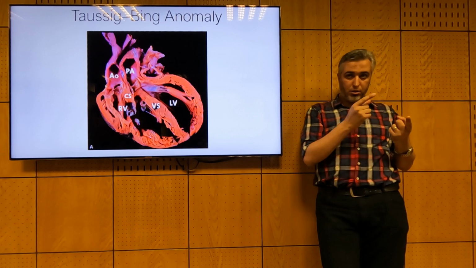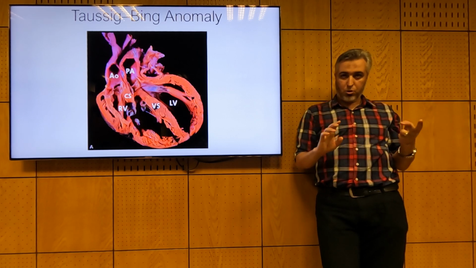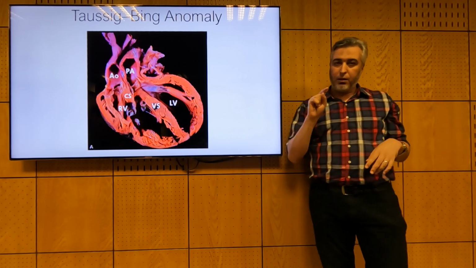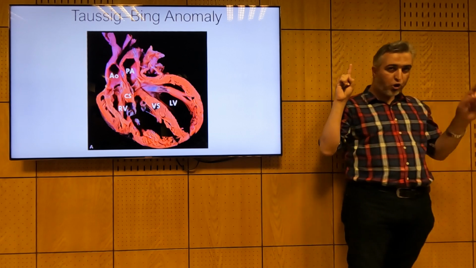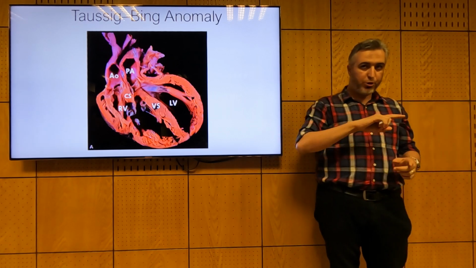So the pulmonary pressure is high, pulmonary flow is high. So deoxygenated blood going to the aorta, oxygenated blood going to the pulmonary artery, high pulmonary pressure, high pulmonary flow.